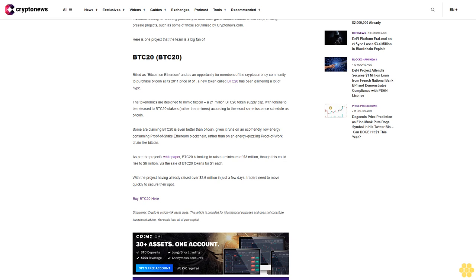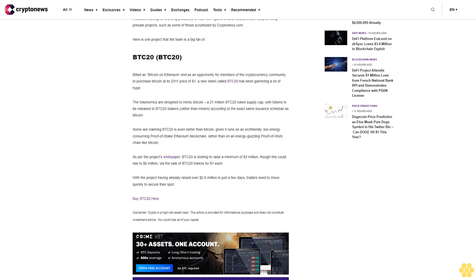Better alternative to a shitcoin. The volatility of the shitcoin market tends to suck in investors, but most of these coins have no underlying utility or project vision, meaning they almost all eventually end up as worthless coins. Investors looking for a strong possibility of near-term gains should instead check out promising presale projects, such as some of those scrutinized by CryptoNews.com. Here is one project that the team is a big fan of: BTC20.